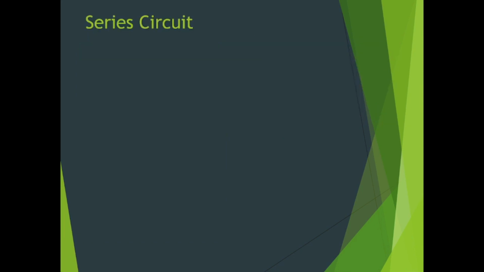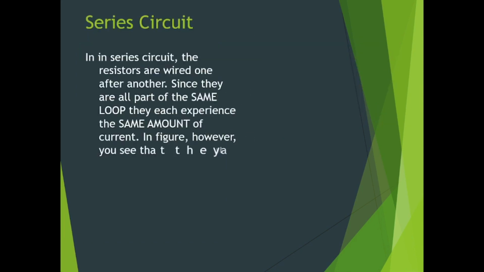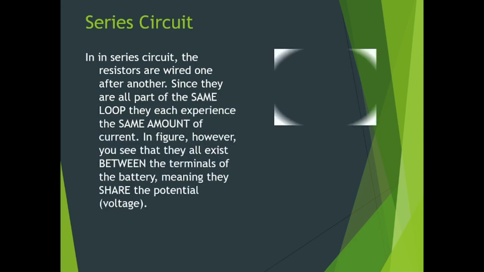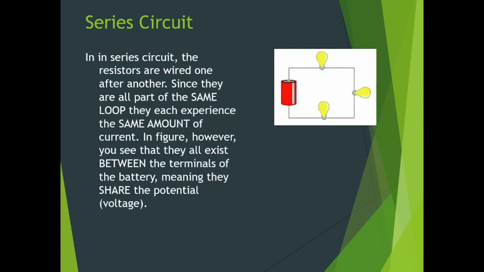In a series circuit, the resistors are wired one after another. Since they are all part of the same loop, they each experience the same amount of current. In the figure, however, you see that they all exist between the terminals of the battery, meaning they share the same potential difference generated at the end of the terminal of the battery. It is also true if we say they share the same voltage. We see that there is no other way for electrons to pass through, and they must pass through each resistor. Hence we can say that the current in the series circuit is the same across every resistor.